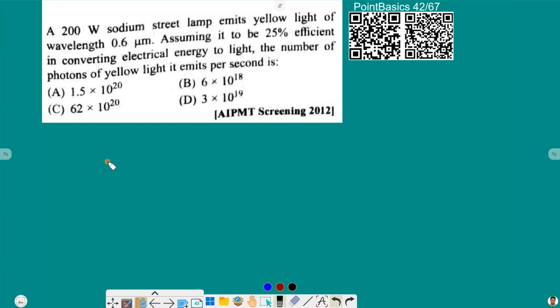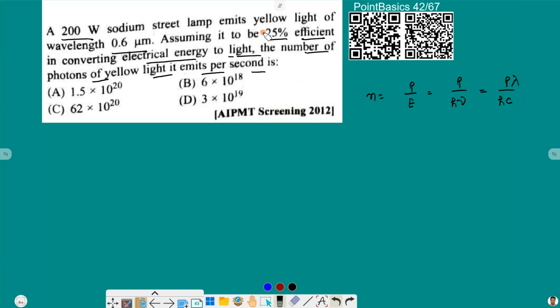Let's move to the next one. A 200-watt sodium street lamp emits yellow light of wavelength 0.6 micrometer, assumed to be 25% efficient in converting electrical energy to light. The number of photons of yellow light emitted per second. So here we have 25% efficiency, and we know that the number of photons emitted is power divided by energy. Now the energy of a photon can be written as h times nu, and nu can be written as c by lambda. So this is the basic relation here.